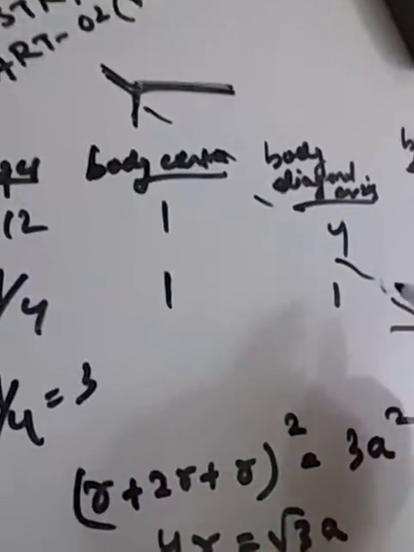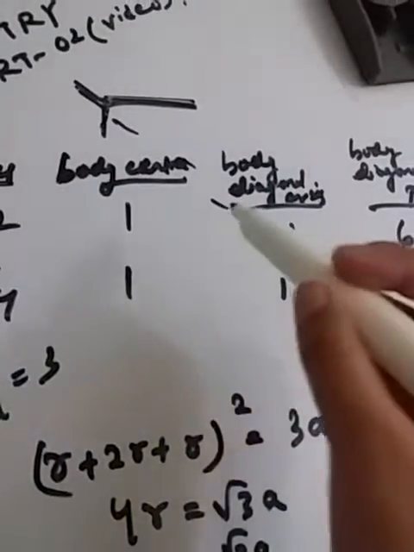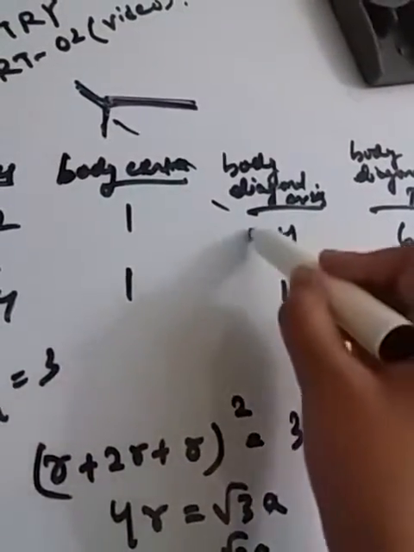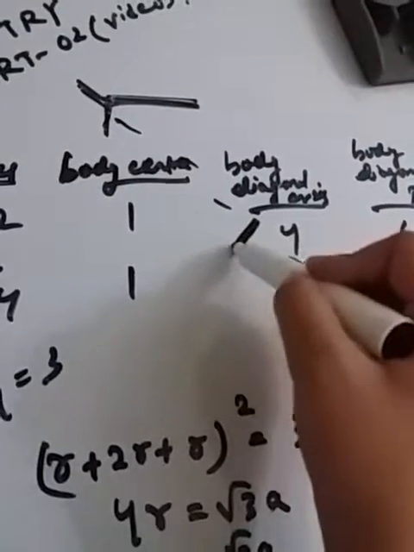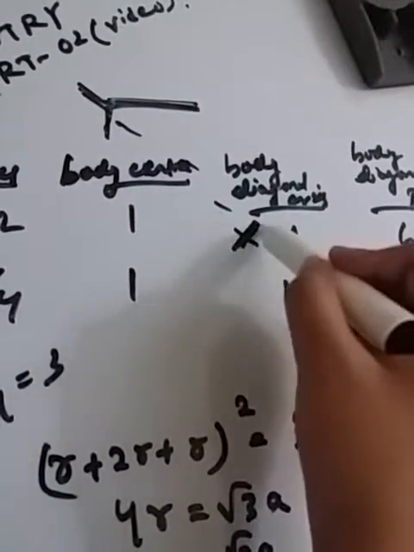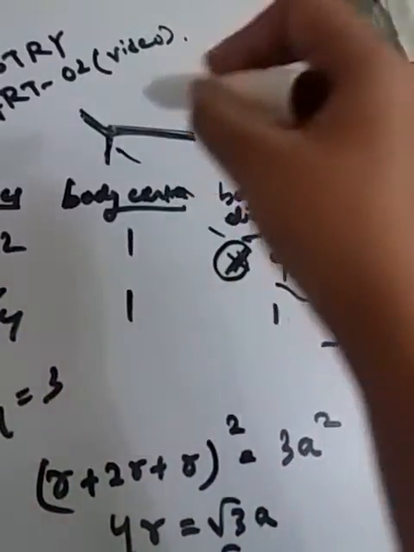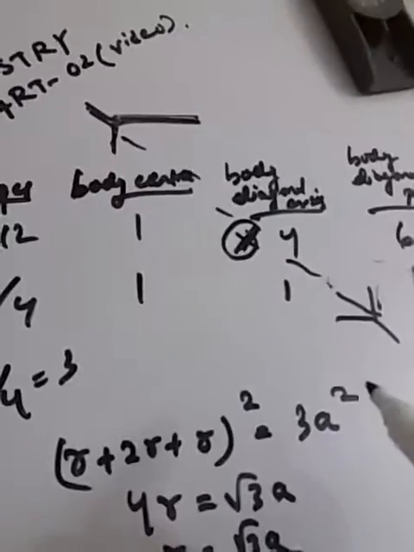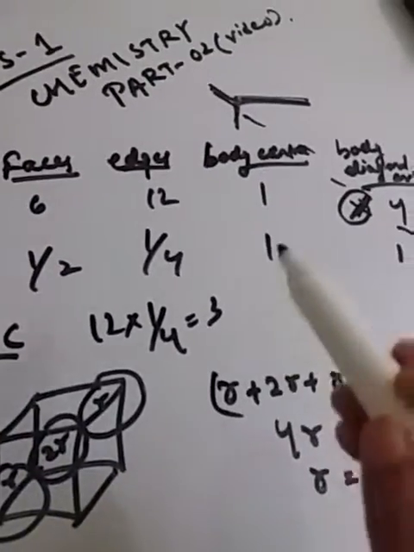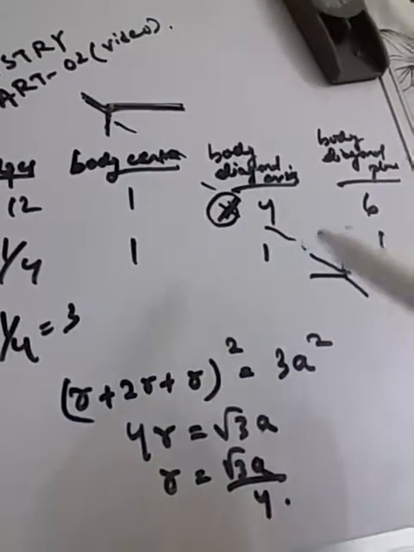This is the body diagonal axis. This is the body diagonal axis, and this middle part, the middle intersection, is the body centered, and that plane is known as the body diagonal plane. So body only one is possible. Body diagonal axis 4, 1, 6, 1.